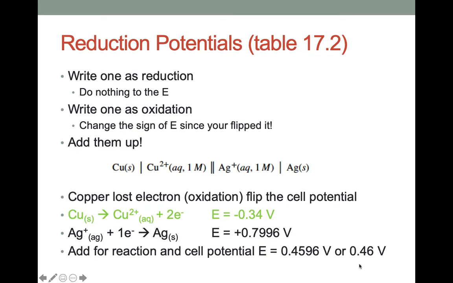So when I add these two together, I get 0.4596 volts. And again, we have to remember when we're doing addition and significant figures, we look at our columns. We know this to the second decimal place, so we round to the second decimal place.